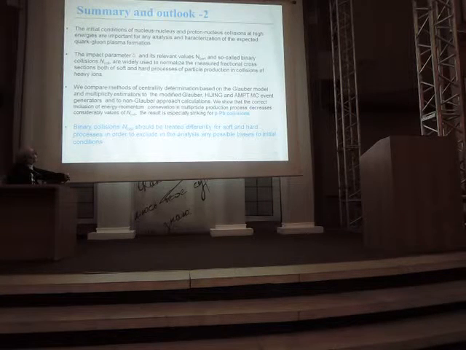processes, in fact should be treated differently for soft and hard processes, because as we see, we can have some bias if we just apply a model which should not be applied in the soft part. And in all the results of the last slides, where we use modified Glauber, HIJING, and non-Glauber approach calculations, we show that we are getting striking results for proton-lead collisions. So binary collisions should be treated differently for soft and hard processes in order to exclude any possible additional bias. So that's all. Thank you very much.